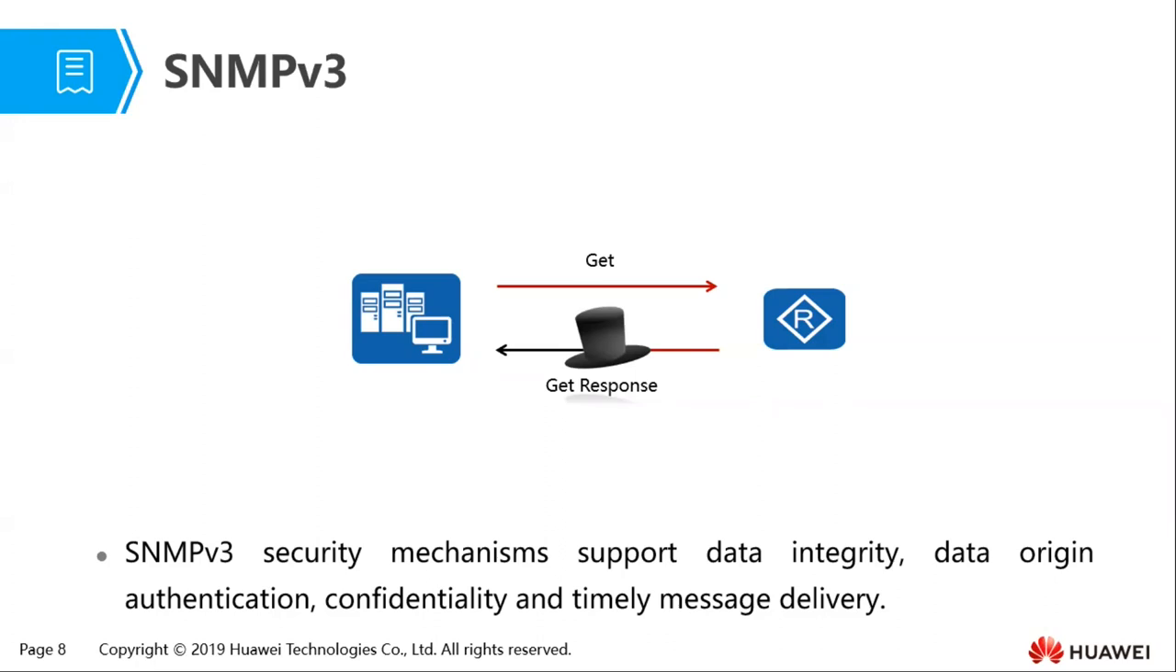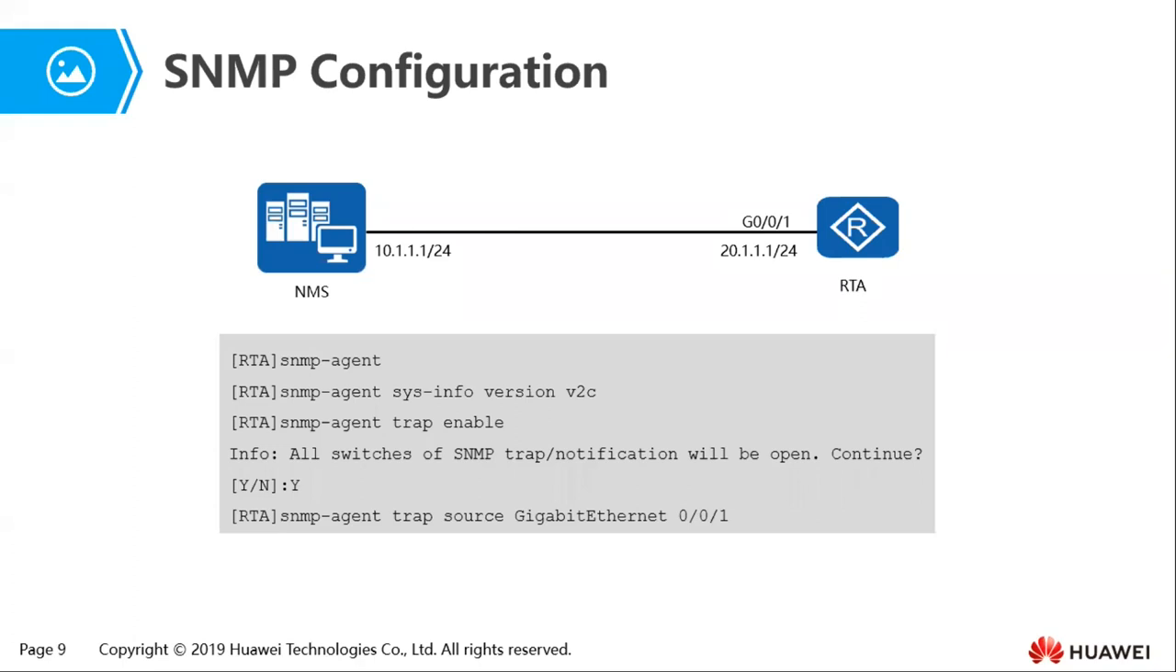Okay. So let's see how we configure a network element to be an SNMP agent. So we want to configure RTA to be an SNMP agent. So we enable that under system view. Then we choose the version of SNMP we want to use by typing the command snmp-agent sys-info version v2c.